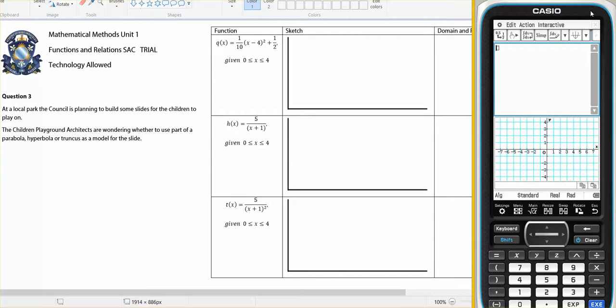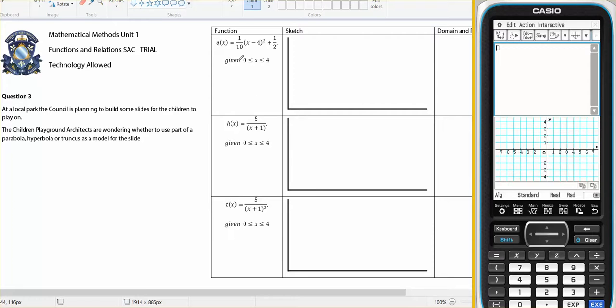This is for Year 11 Methods. It comes out of the Chapter 5 Functions Trial, question number 3. At a local park, the council is planning to build some slides for the children to play on. The children's playground architect is wondering which to use. Sketch the 3 options that we've been given.